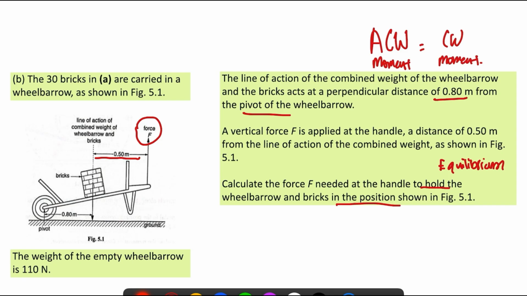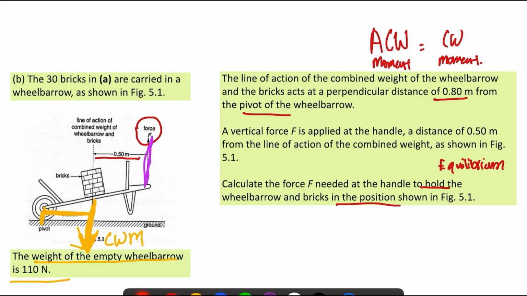Okay, so let's take a look. We can actually analyze the diagram together first. There's a pivot here. Pivot, perpendicular distance, and the weight acting on it. By moving in this direction, this is actually a clockwise moment. What's the force that is acting here? It is actually the weight of 30 bricks together with the weight of the empty barrow. So don't miss that out.